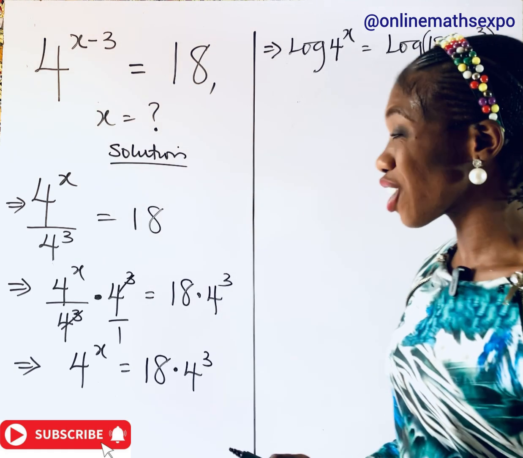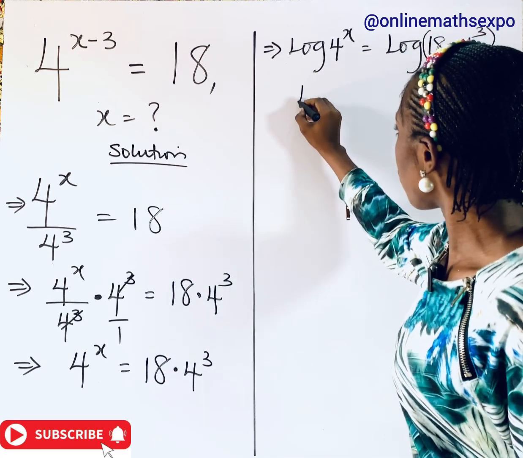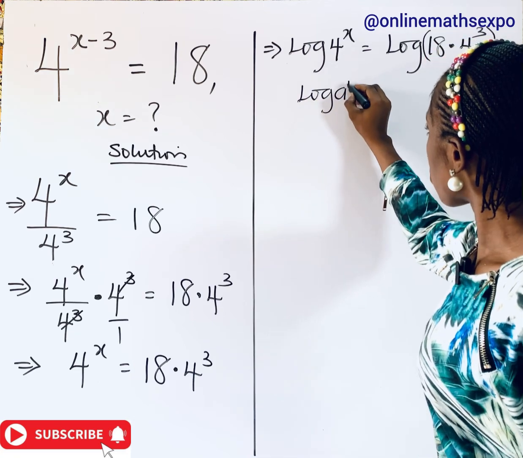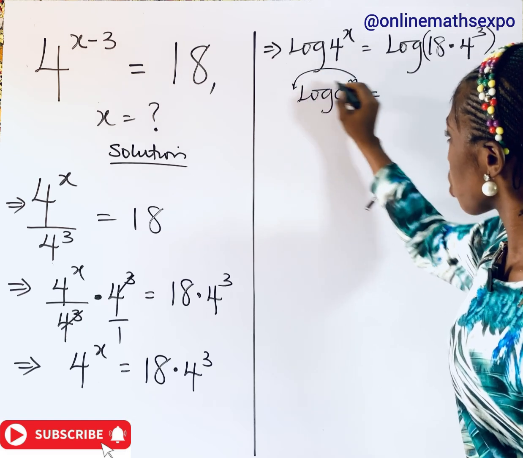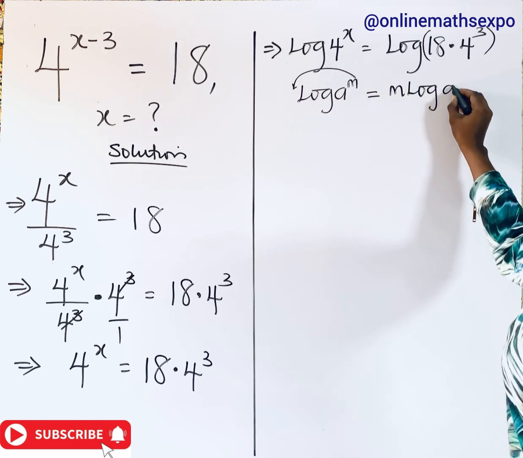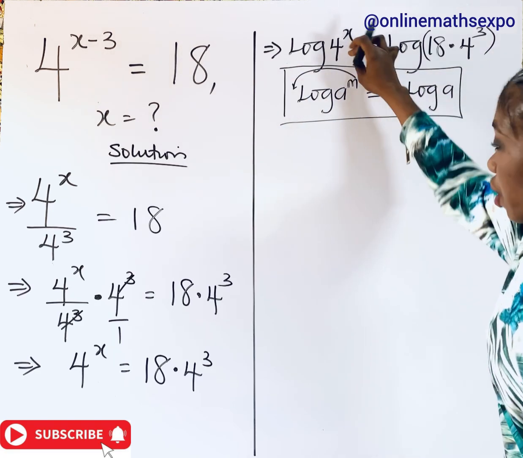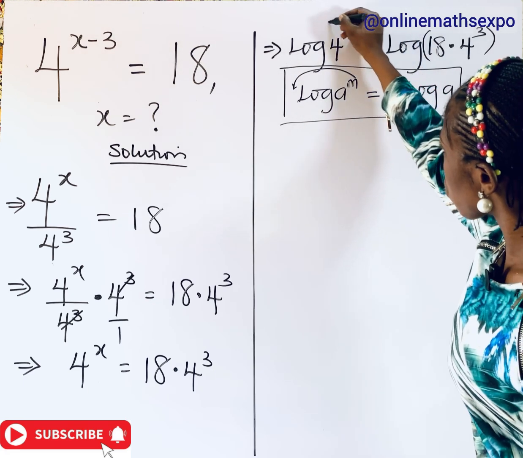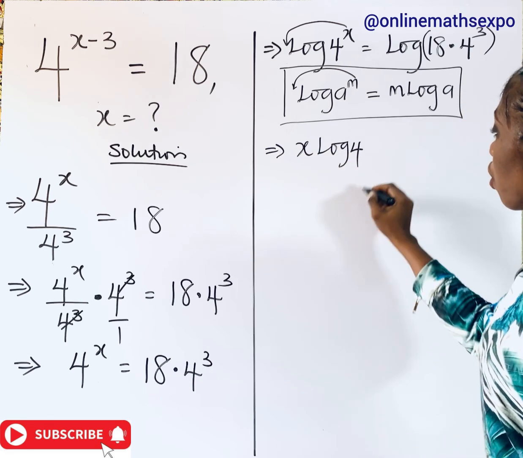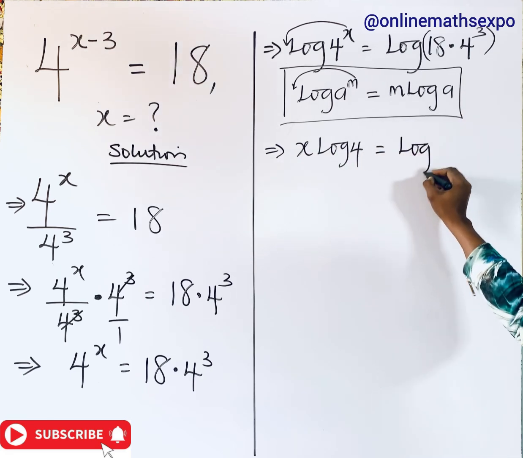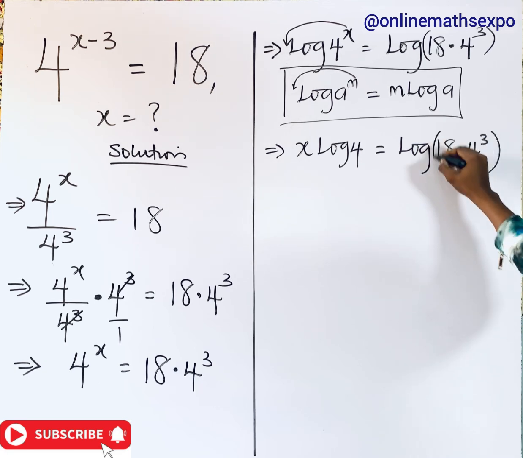Let me remind you of another rule, one of the rules of logarithm, which says if you have log a raised to the power m, it simply means this power will multiply, so it becomes m log a. This is a very important rule. So let's apply this rule here. This x is going to multiply the log, so we're going to have x log 4 is equal to log of 18 multiplied by 4 to the power of 3. I hope you are there.